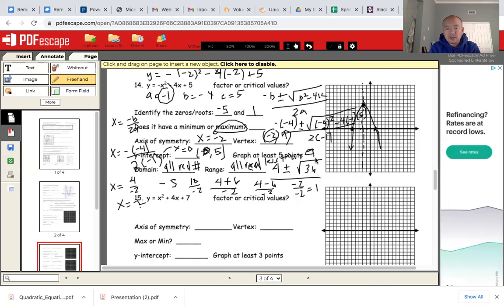Sorry, a lot of it is not coming out. Okay, so hopefully that helps and you understand that a little bit more. Don't worry about the factor or critical values part. You could cross that out. That's not really that important. Let me know if you have anything else. Thanks.